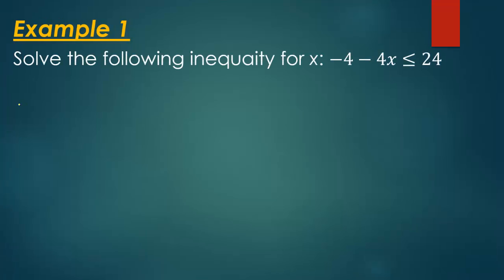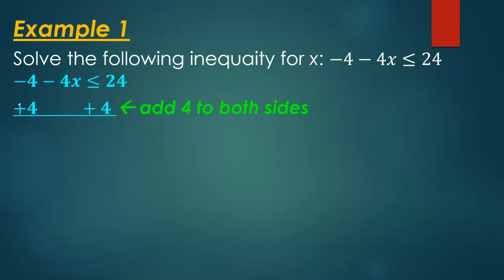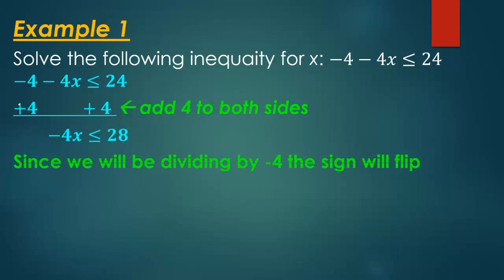Solve the following inequality for x again. But now we have negative 4 minus 4x is less than or equal to 24. So we start with the inequality. And since we have a negative 4, we are going to add 4 to both sides, which is going to give us negative 4x is less than or equal to 28. Okay, and what do we do next? We divide both sides by negative 4. But since we're dividing by a negative, the sign is going to change. So take that negative 4x divided by negative 4 and 28 divided by negative 4. It's going to give you x is greater than or equal to negative 7.